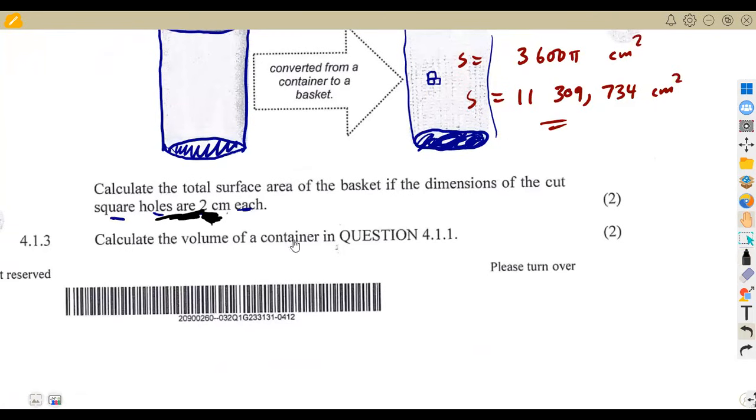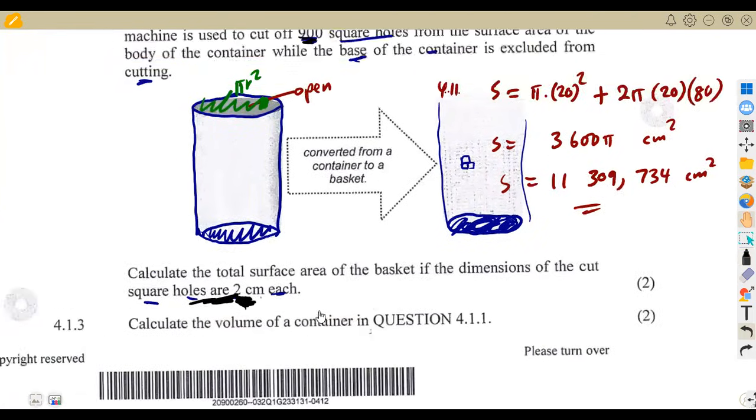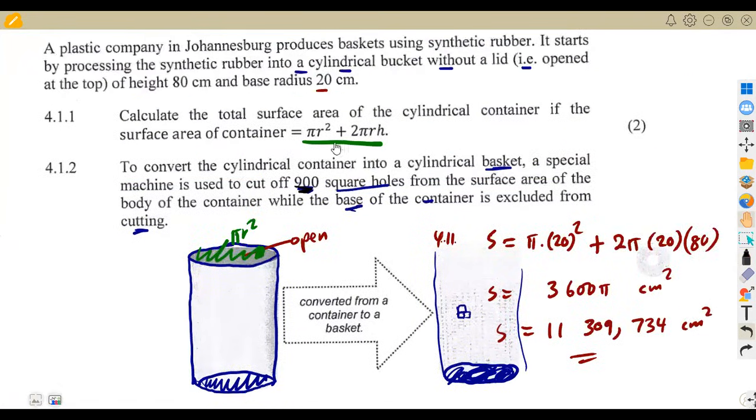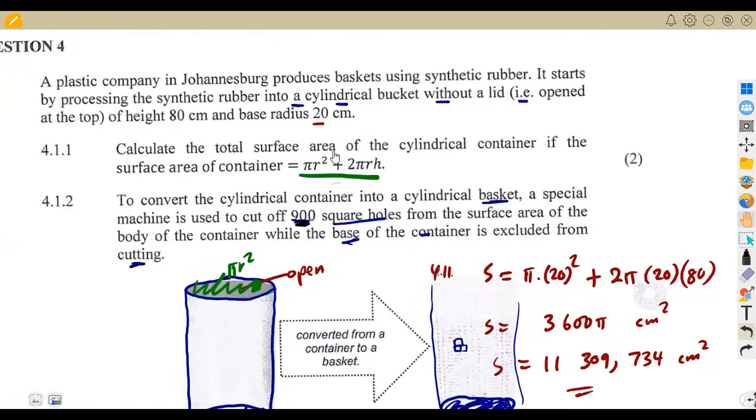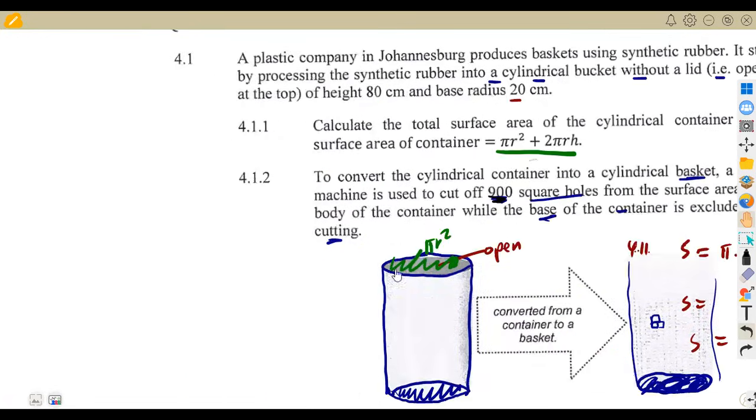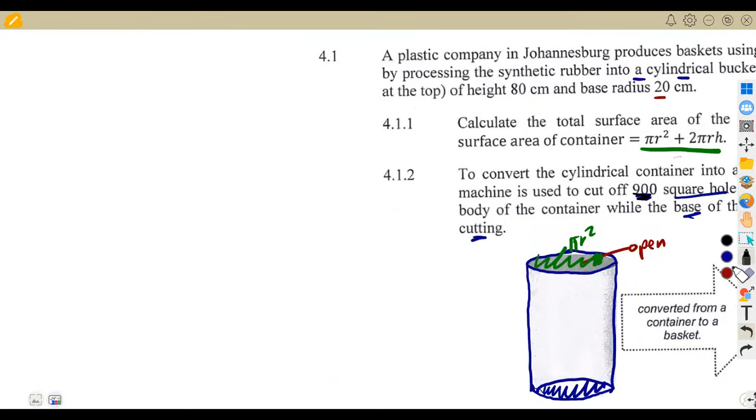All right, 4.11, they are referring to the normal cylinder that we had. Calculate the volume. Remember, if the cylinder is open or if it is closed, that does not affect the volume of a cylinder. So on this 4.11, we are going back to the normal volume of a cylinder.